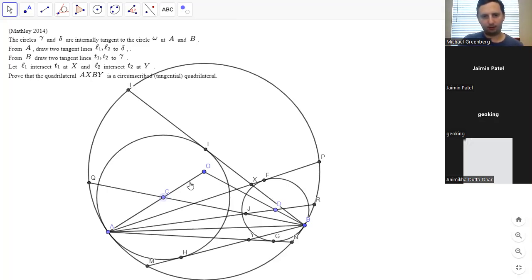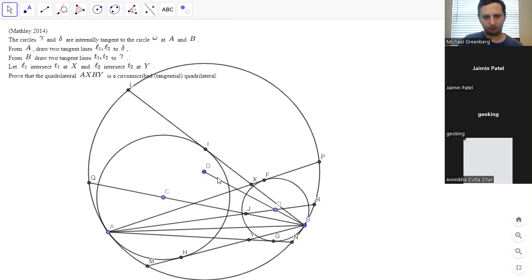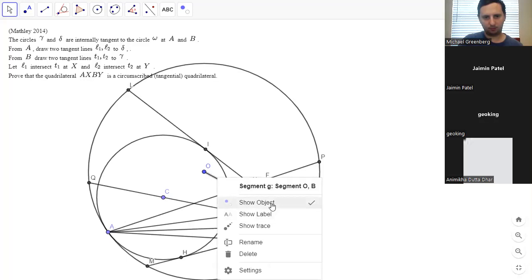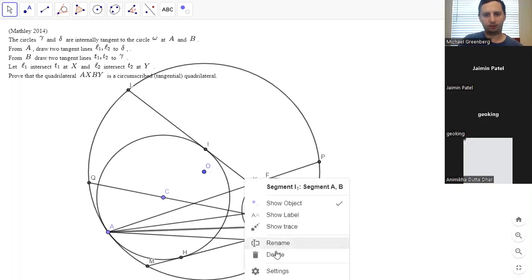I'm going to hide these segments. Actually, what was the purpose of drawing it? Oh yeah, I'm going to delete that.